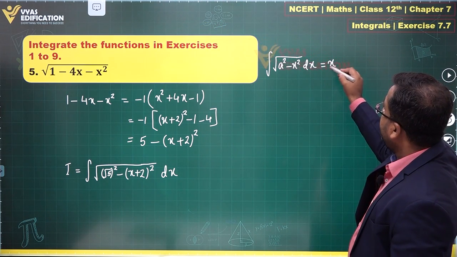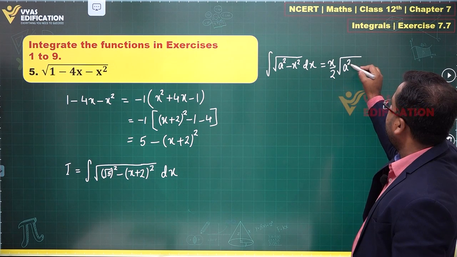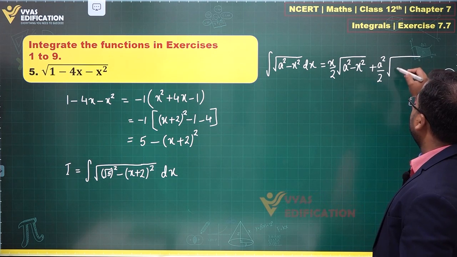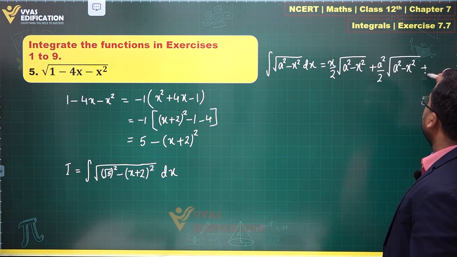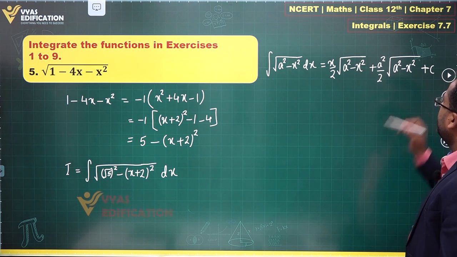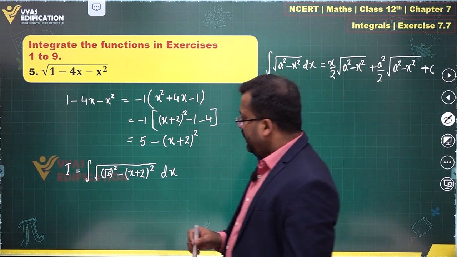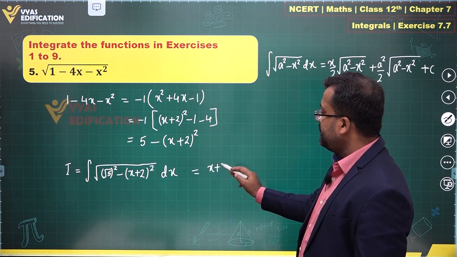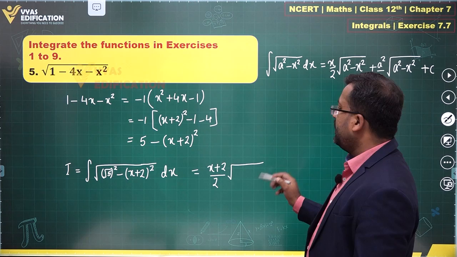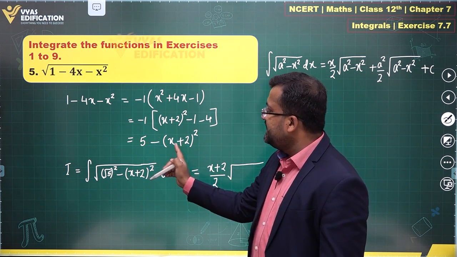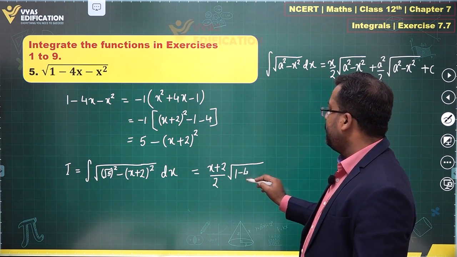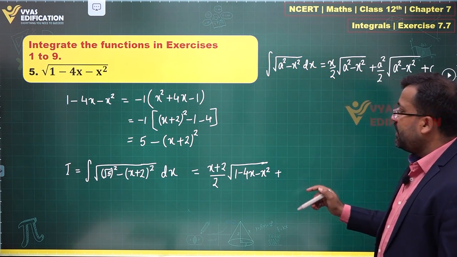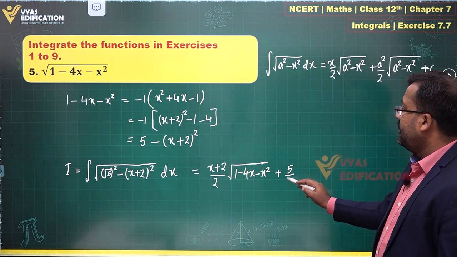This is equal to x by 2 under root of a square minus x square plus a square by 2 under root of a square minus x square plus constant. This is what you have, right? So this becomes equal to x by 2. Instead of x, we have x plus 2 by 2 under root of a square minus x square. This minus this is equal to 1 minus 4x minus x square. Okay, and there's a plus a square by 2. So a square becomes 5 by 2.